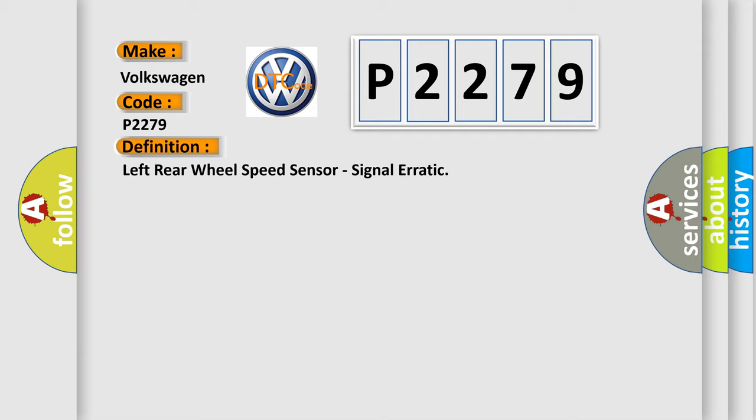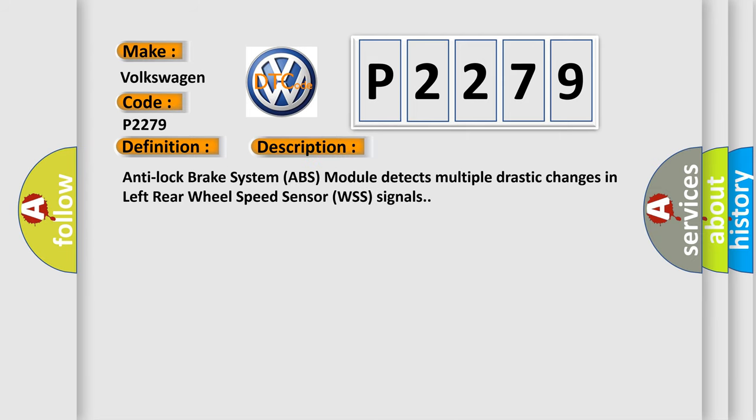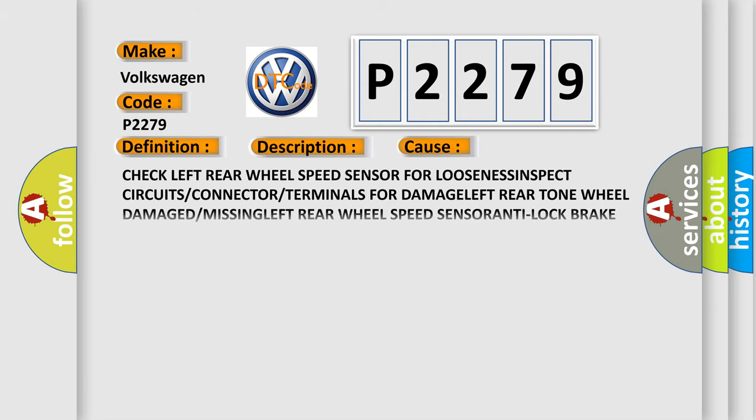And now this is a short description of this DTC code. The anti-lock brake system ABS module detects multiple drastic changes in left rear wheel speed sensor WSS signals. This diagnostic error occurs most often in these cases: check left rear wheel speed sensor for looseness, inspect circuits or connector or terminals for damage, left rear tone wheel damaged or missing, left rear wheel speed sensor, anti-lock brake system ABS module.